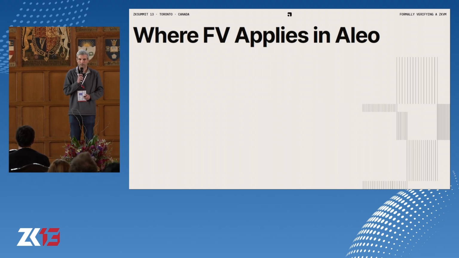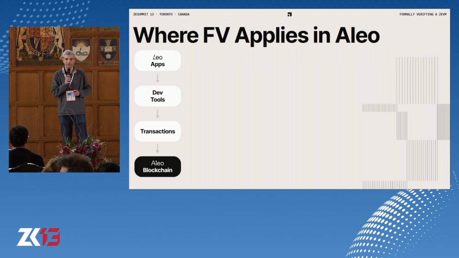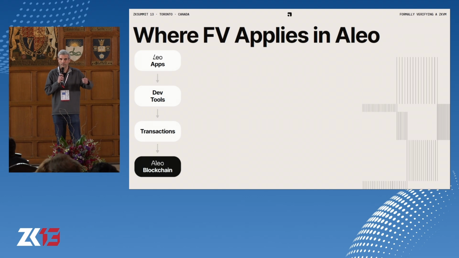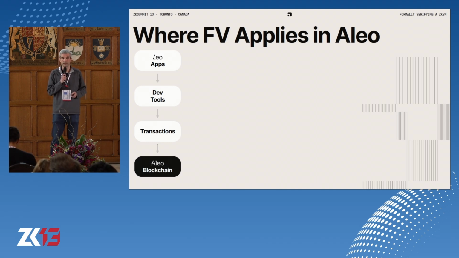Yes, good. So formal verification can apply to different parts of the Aleo ecosystem. Here's a notional flow of data. One writes an Aleo application, uses development tools to build transactions that include zero-knowledge proofs, finalization code, etc. And that gets deployed to the Aleo blockchain. So there are a lot of components here where you can apply formal verification.